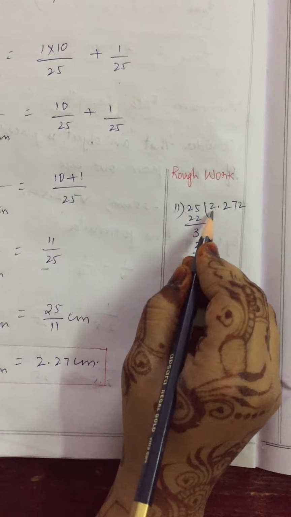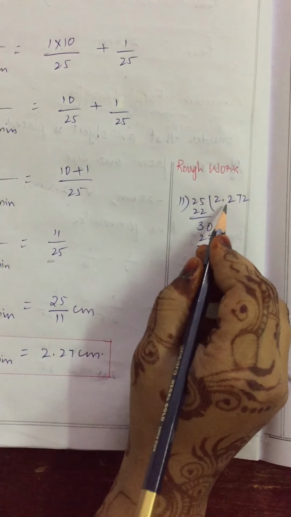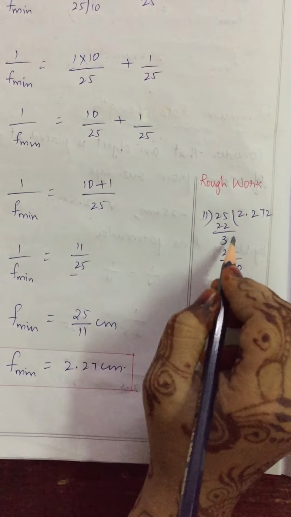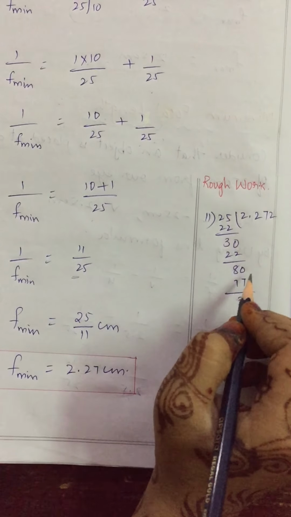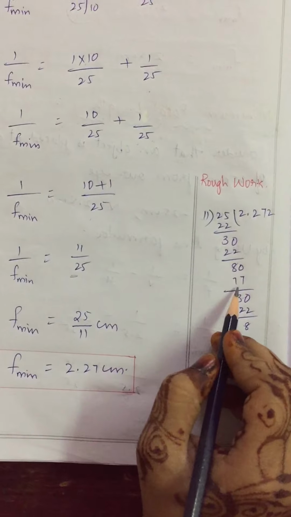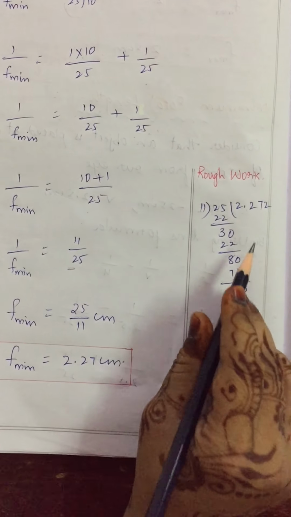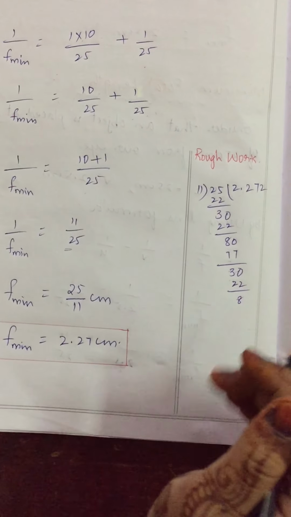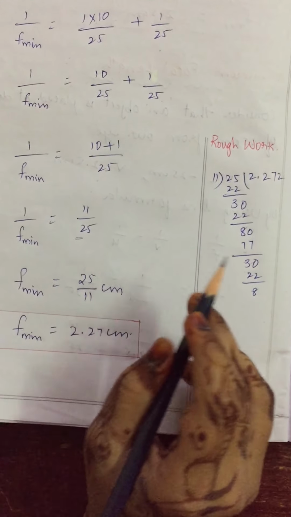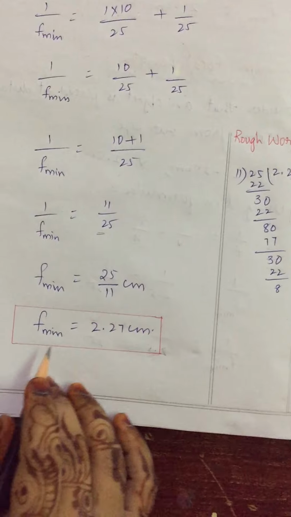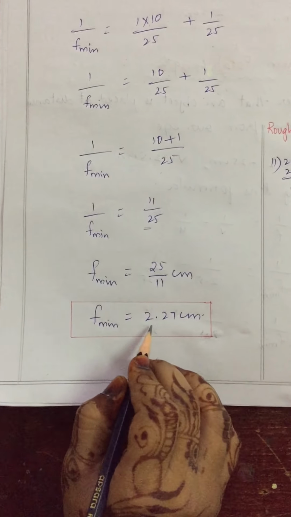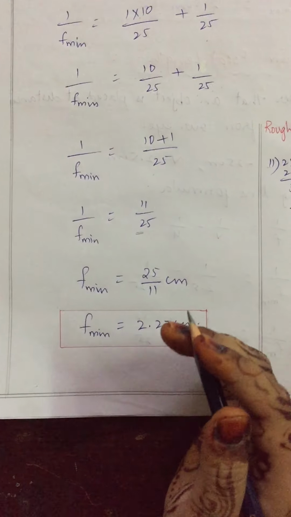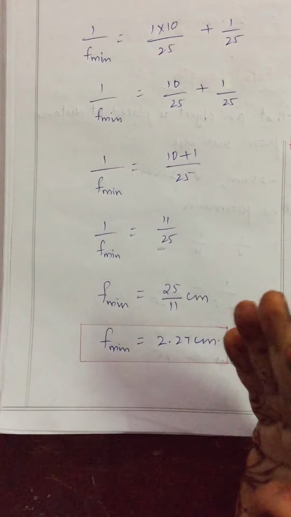11 2 is 22. Remainder is 3. Point is there. Keep the point and take 0. 11 2 is 22. Remainder is 8. Take 0. 11 7 is 77. Remainder is 3. Take one more 0. 11 2 is 22. Again and again we are getting 2.272727. So 2 digits are enough. That's why the minimum focal length is 2.27 centimeter. Clear children? In this situation, the eye lens has minimum focal length.